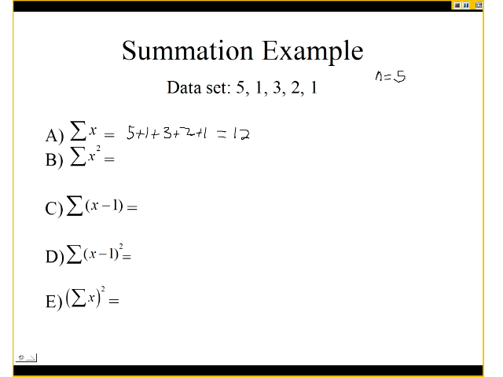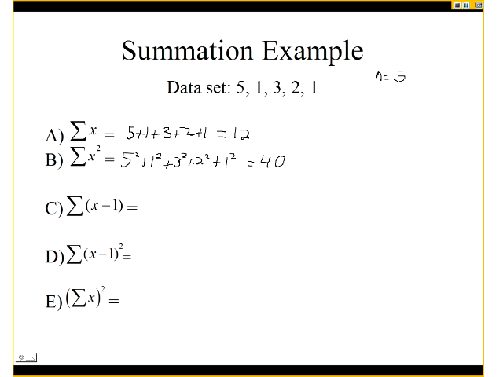Now, part B, we're going to take each value of x, raise it to the second power, and then add up all of our results. Remember, our order of operations, we do exponents before we do addition. So we're going to take 5 squared plus 1 squared, and so forth. And that is going to total to 40. 25 plus 1 plus 9 plus 4 plus 1 will give us 40.